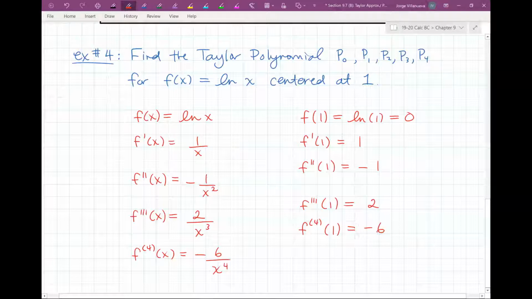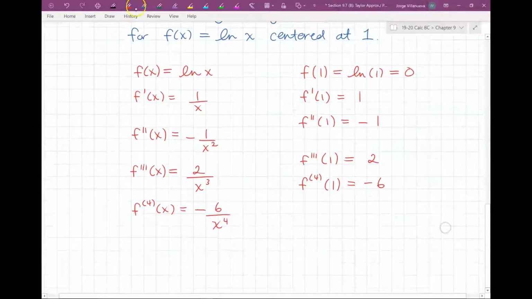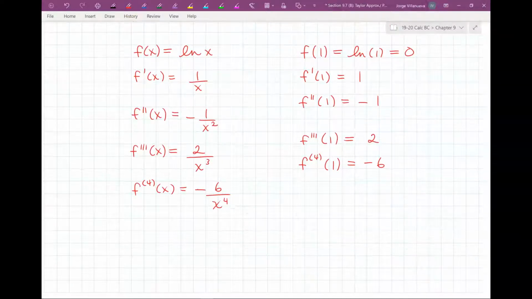Are we okay with how we figured those out? So we just plug them in, right? So notice now we know our derivatives. So they want us to find, let me write this out, p sub n of x. They want us to go up to 4, right? So let me put a 4 here.